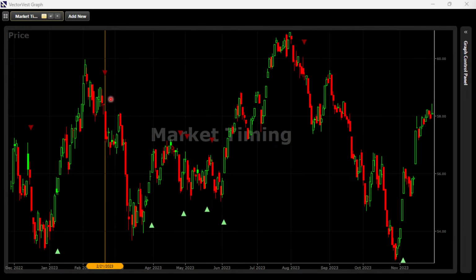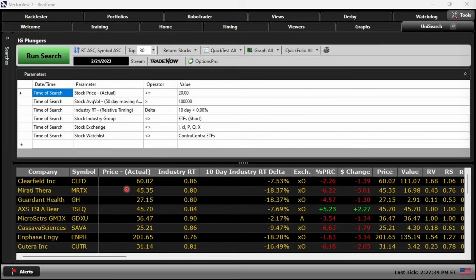You want to buy puts on bad stocks, right? Don't buy puts on good stocks. Buy puts on bad stocks because you want them to go down. One of our top bearish searches found CLFD. You see how that's the top stock? You don't always have to trade the top stock. Ron will talk about that if you choose to join us in the full class. But in this example, it was the top stock.